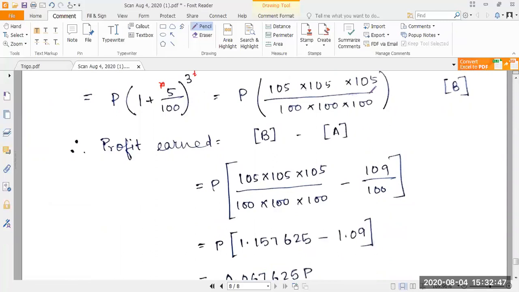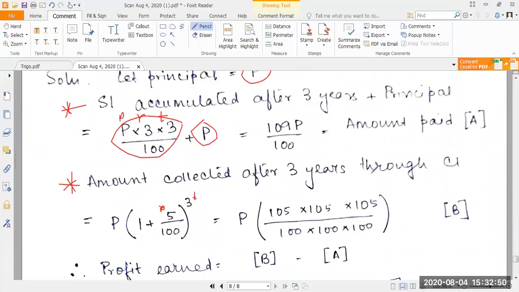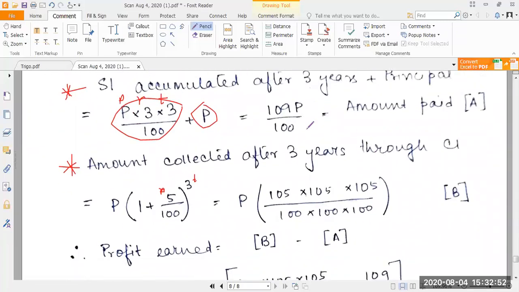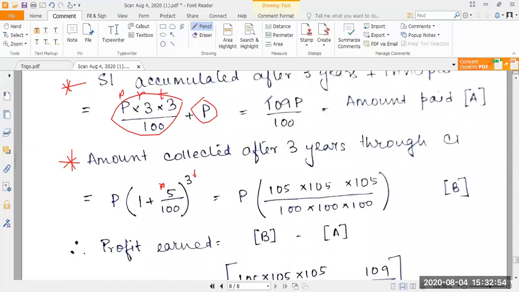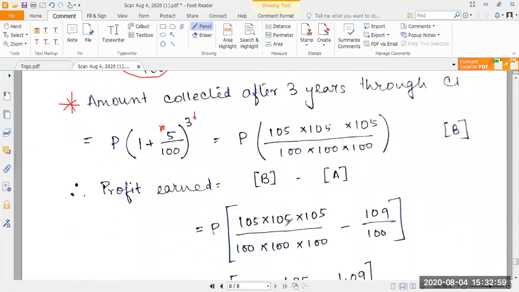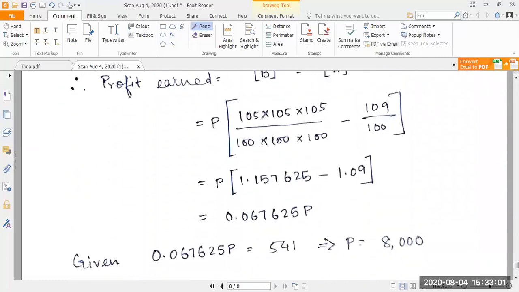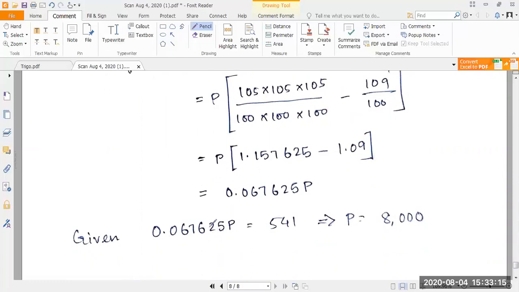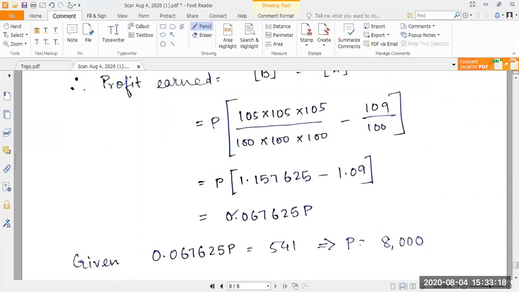So what we do is we subtract the first portion, 109P by 100, from this portion. You see, if I take P common, I get 105 into 105 into 105 by, in the denominator, 100 times 100 times 100, minus the portion that he incurred as cost, that's 109 by 100. And if you do the calculations, you get 0.067625P. So that's the profit that he earned.